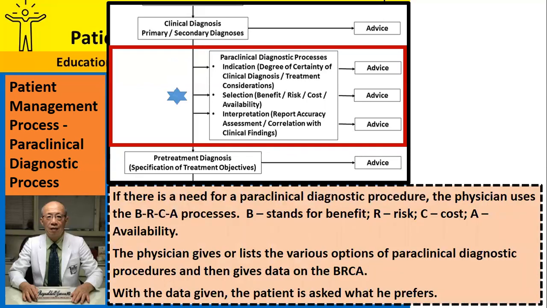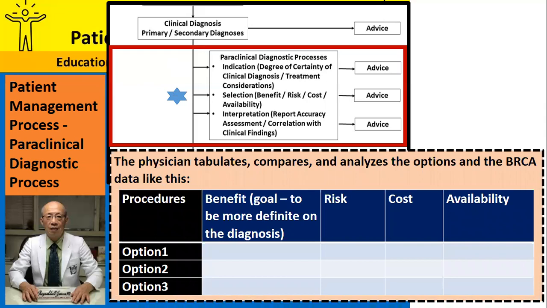If there is a need for a paraclinical diagnostic procedure, the physician uses the BRCA processes. B stands for benefit, R, risk, C, cost, A, availability. The physician lists the various options of the paraclinical diagnostic procedures, then gives the data on the BRCA. With the data given, the patient is asked what he prefers. The physician tabulates, compares, and analyzes the options on the BRCA data like this.